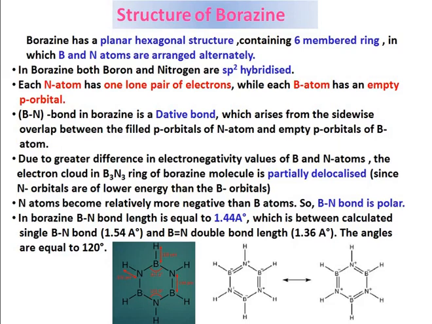We see that the boron-nitrogen bond length in Borazine is equal to 1.44 angstrom, and this value is just between the calculated single boron-nitrogen bond length and the double boron-nitrogen bond length. That means the B-N single bond is 1.54 angstrom and the double bond length is 1.36 angstrom, and the bond angles are equal to 120 degrees.